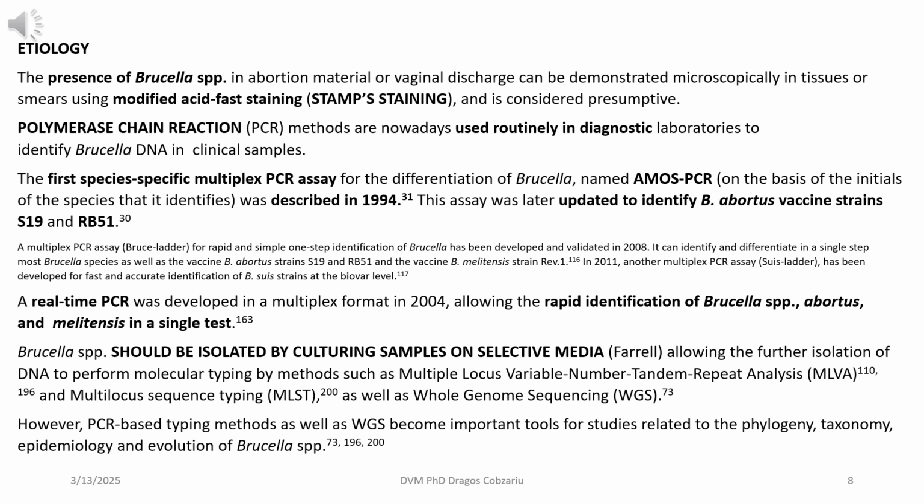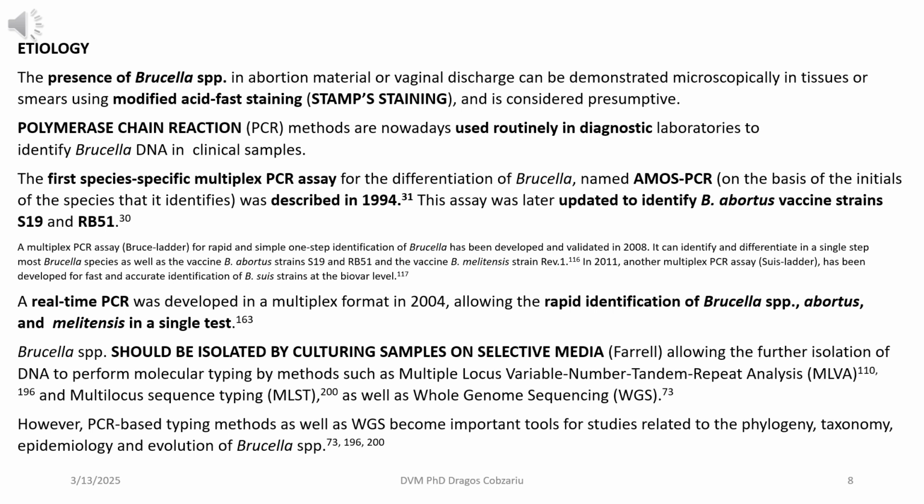This assay was later updated to identify B. abortus vaccine strains S19 and RB51. A real-time PCR was developed in a multiplex format in 2004, allowing the rapid identification of Brucella spp., abortus, and melitensis in a single test.